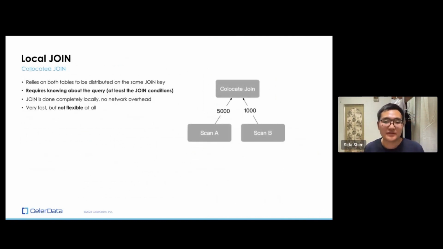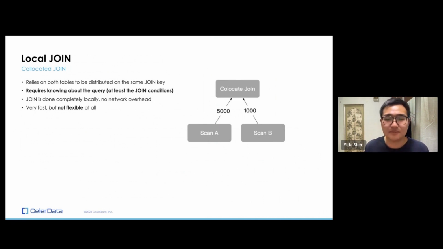And first, let's look at the first local join. So first is collocated join, right? This kind of join doesn't really send data, so it relies on both tables being distributed on the same join key. So if you want to use collocated join, you need to know about the query, at least the join condition, beforehand, right? And the join is done completely locally, so there's no network overhead.